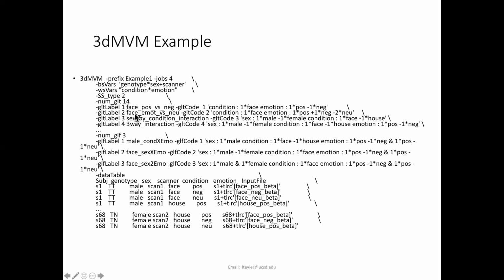AFNI is a C program. So instead of writing it in C, they wrote this one in R. So you can't just throw it on the command line and expect it to run. There is no AFNI program called 3D MVM. It's an R program, an R script basically, called 3D MVM that you're invoking.